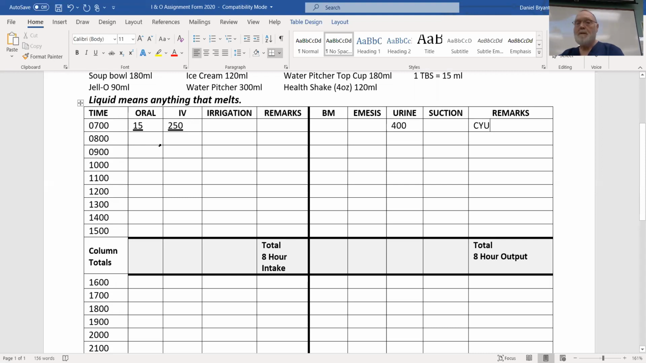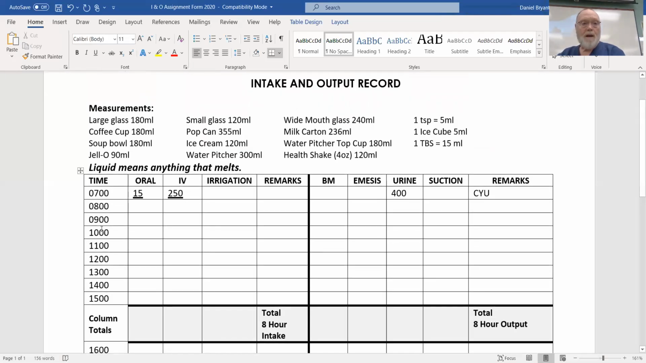So we go back in to see how Mr. Smith is doing at 8 o'clock. He asked for 1 ice cube, and 1 ice cube is 5 mil. So we'll go into the 8 o'clock column here for oral. He asked for 1 ice cube, and so I'm going to put a 5 in there. Irrigate his NG tube with 30. So that's going to be right here under the irrigation column. And now he just wants to sleep for a while, so you record those on your I&O sheet, and his light goes back on at 9 o'clock.